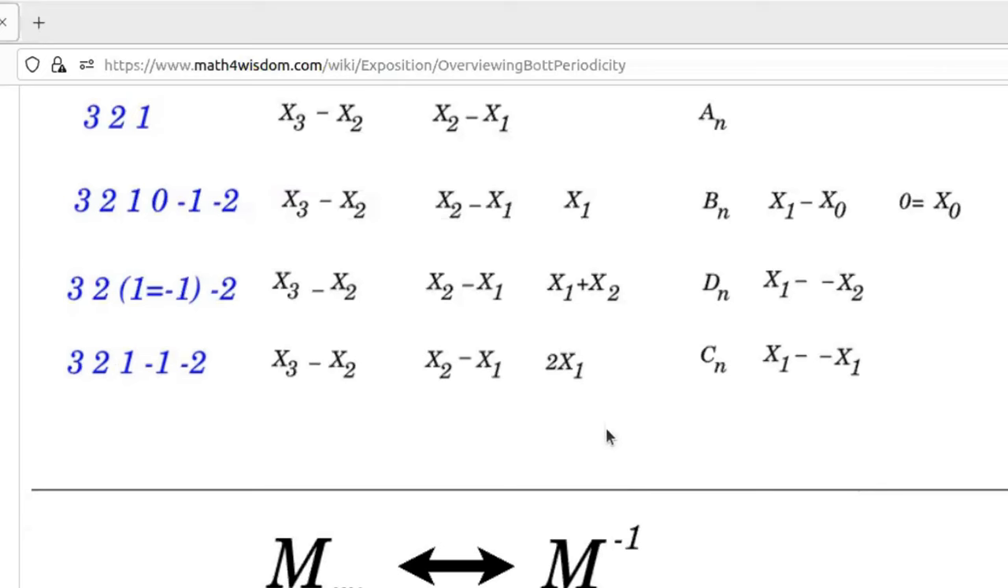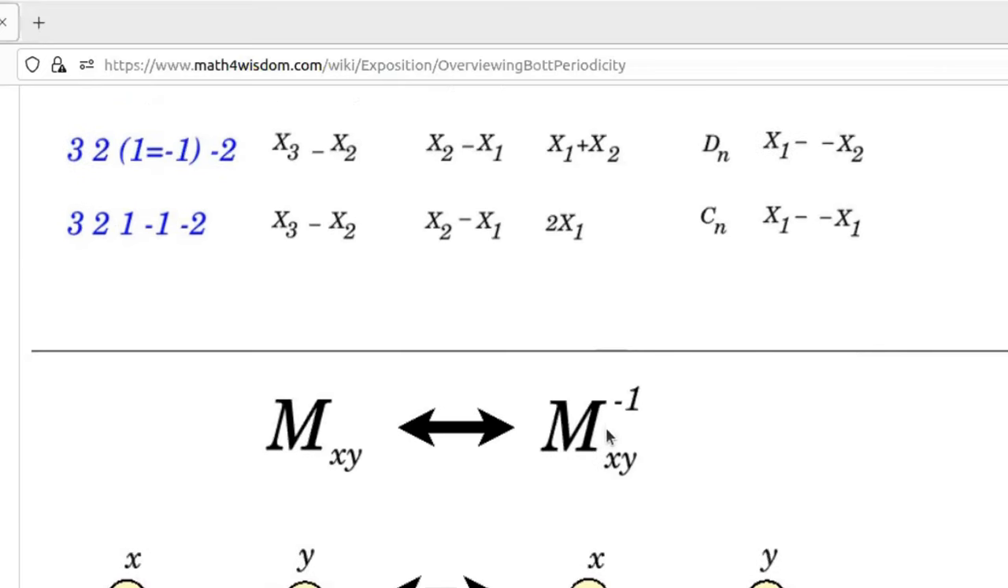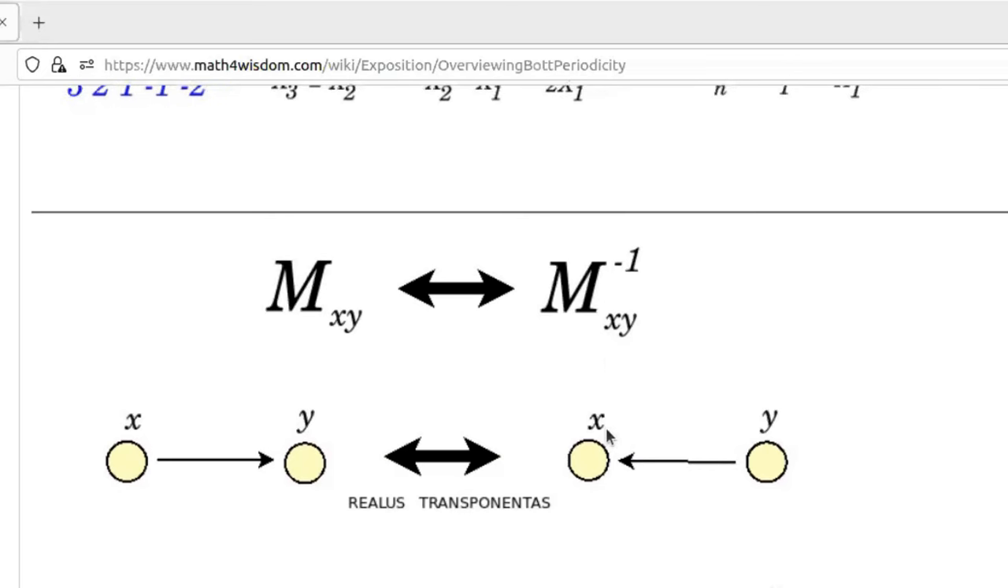That's cognitive. And so it's not kind of venturing away from Bott periodicity, so I want to kind of move on. Any thoughts on that?